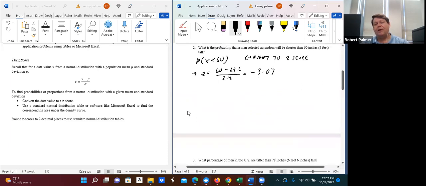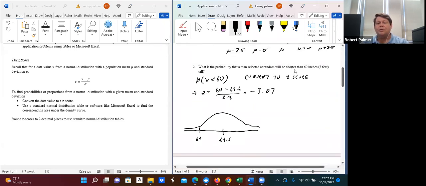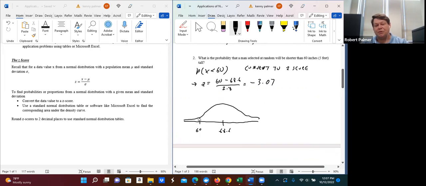Okay, so let's actually draw a couple charts here. So we're starting off with this. Here's our mean of 68.6, and then 60, or 5 feet tall, is way over here. So the question was, it's probably to be shorter than 60 inches. So essentially, we want to find this area under the curve over here.